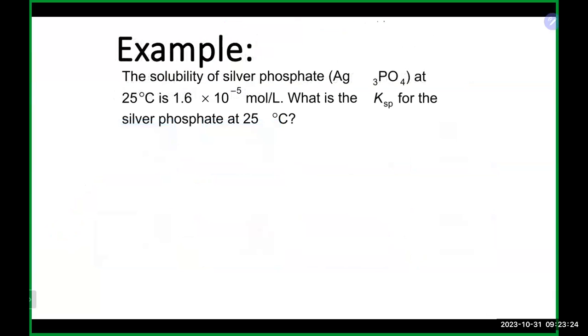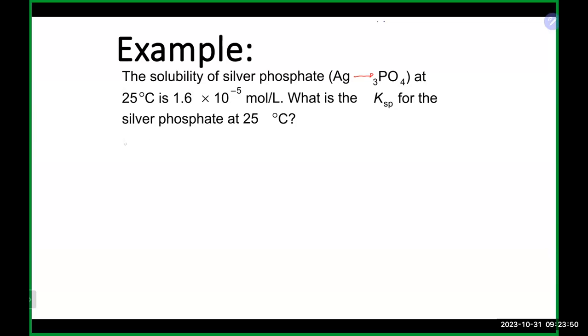So let's take a look at one here together with the dramatic pause there of silver phosphate. The solubility at 25 degrees is 1.6 times 10 to the minus 5. We are looking for the KSP in this case. So we're given the solubility of this, and I'm going to show you the ice table way, and then I'll kind of show you how you might not have to do the ice table in this case. So in this case, we're given the solubility.